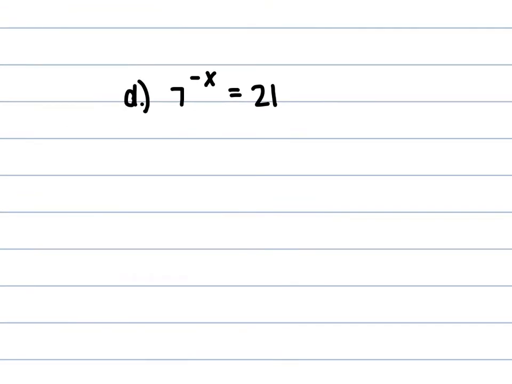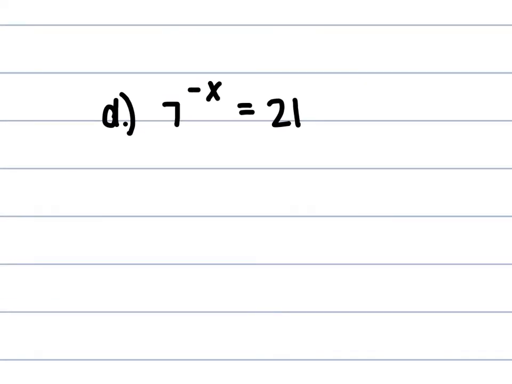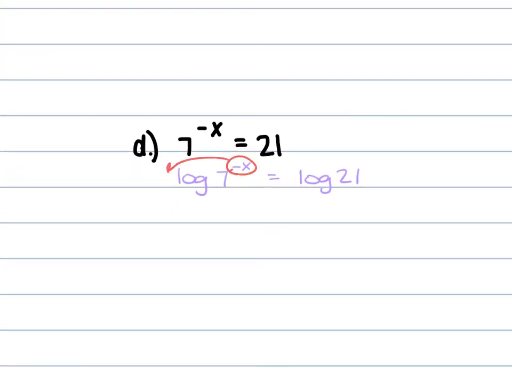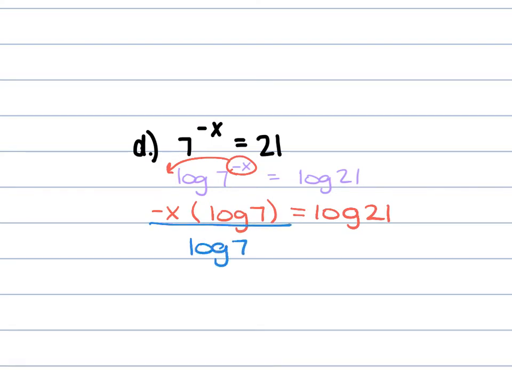For D, we have 7 to the power of negative x is equal to 21. Once again, we can't turn 21 into the power of 7 or 7 to the power of something. So this is going to turn into log 7 to this negative x power is equal to log 21. So remember that negative x becomes the so-called coefficient. So negative x times log 7 is equal to log 21. Get x by itself. Divide each side by log 7. So negative x is equal to log 21 over log 7.